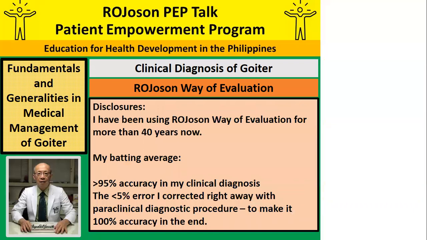I have been using the ROJoson way of evaluation for more than 40 years now. My batting average is more than 95% accuracy in my clinical diagnosis. The 5% error, or less than 5% error, I corrected right away with paraclinical diagnostic procedure to make it 100% accuracy in the end.